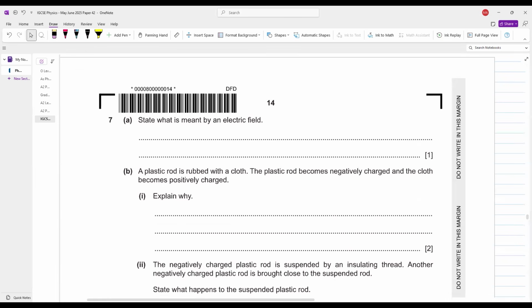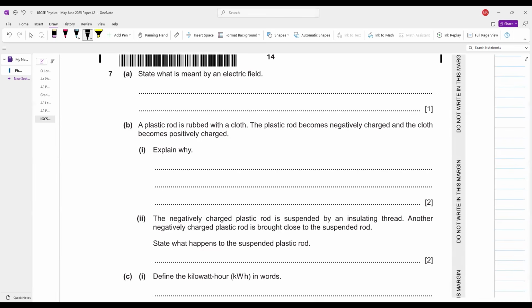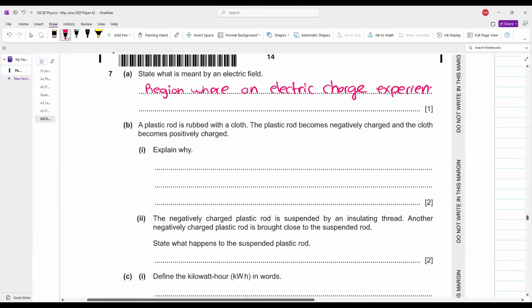State what is meant by an electric field. Electric field की क्या definition होती है भाई? Region where an electric charge experiences a force. It is a region where an electric charge experiences a force. Simple.